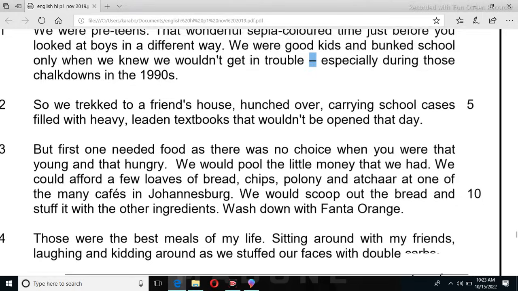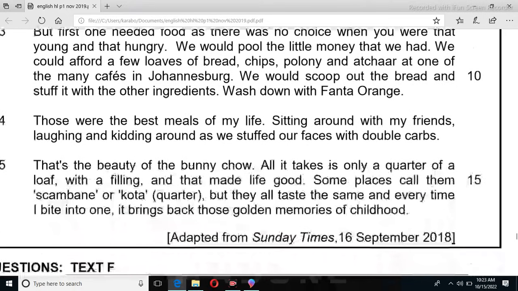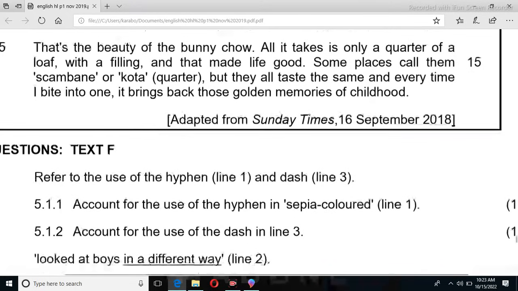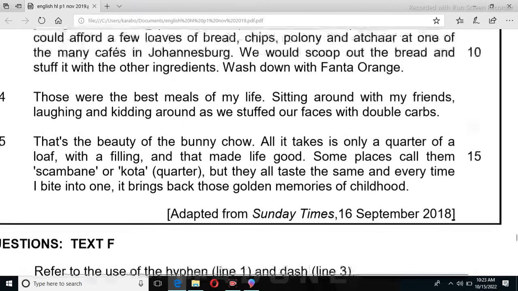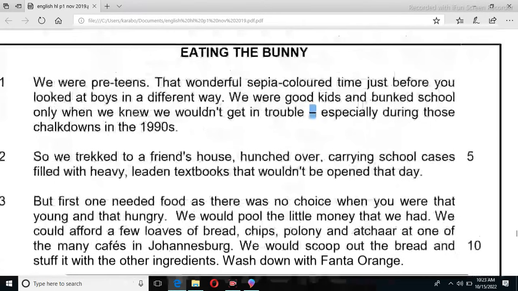I swear. Look, question 1. Account for the use of a hyphen. 3 marks. What did we say the hyphen is being used for? Previously, it has been used to avoid the doubling of vowels. Where? Let's go and see. If they didn't use a hyphen here, we're going to have double E. You understand what I'm saying?